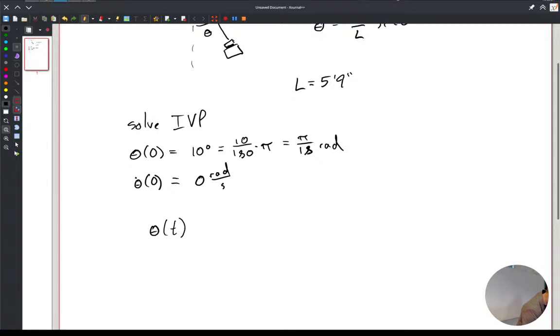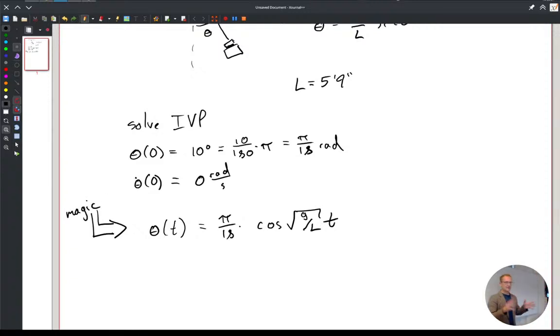So if I solve that, then I end up with this equation that theta of t is pi over 18 times the cosine of root g over L times t. That one's definitely some magic here. But I can do some math and figure out, so I'll plug in the initial values, get to this equation that theta of t is cosine root g over L times t.